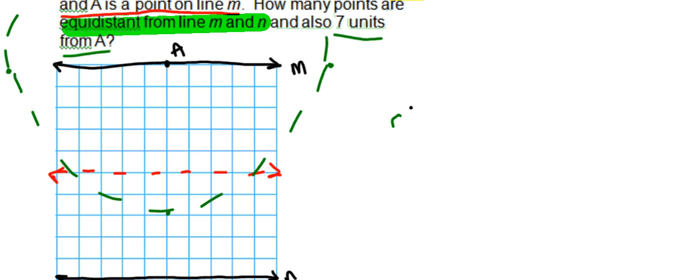So as far as both points that satisfy both conditions, there's one right there that's on both the green locus and the red locus, and there's one right there that's on both the green locus and the red locus. So to answer the question, how many points are there? There are 2.